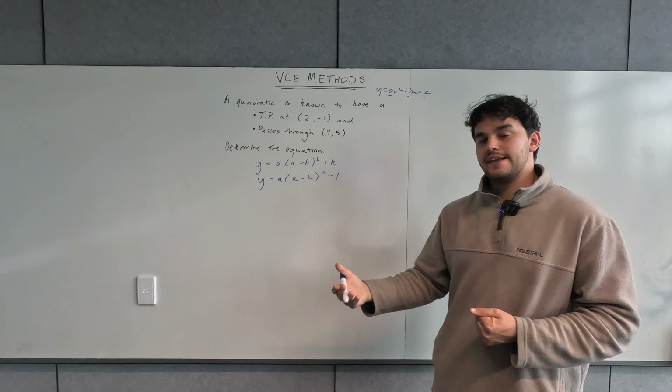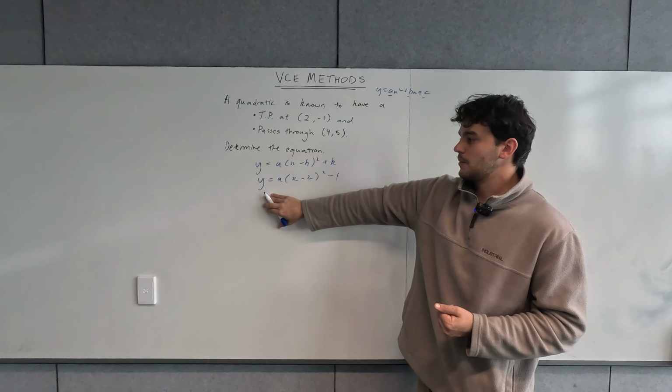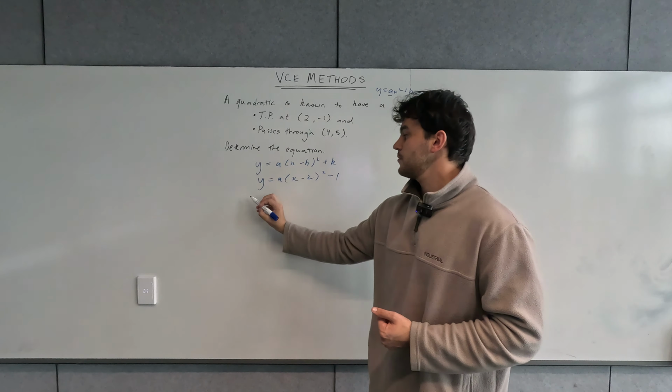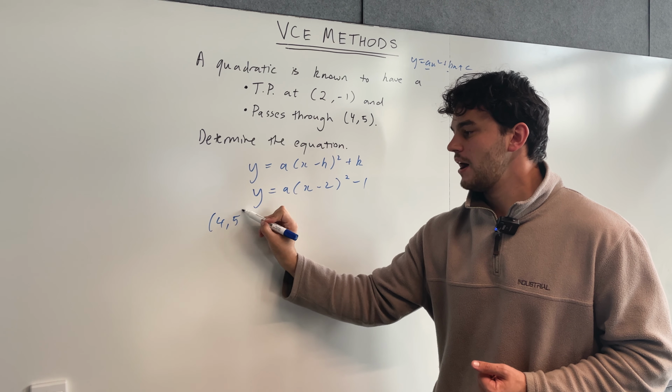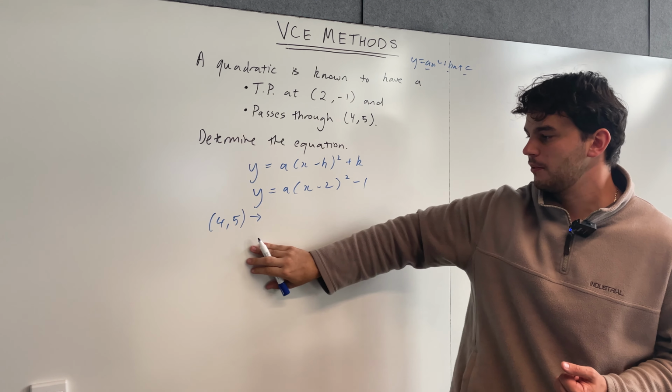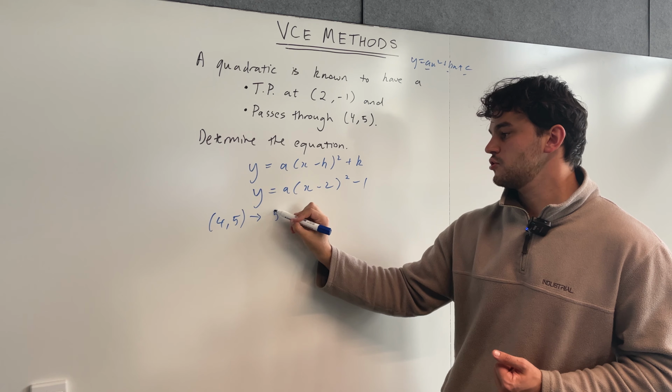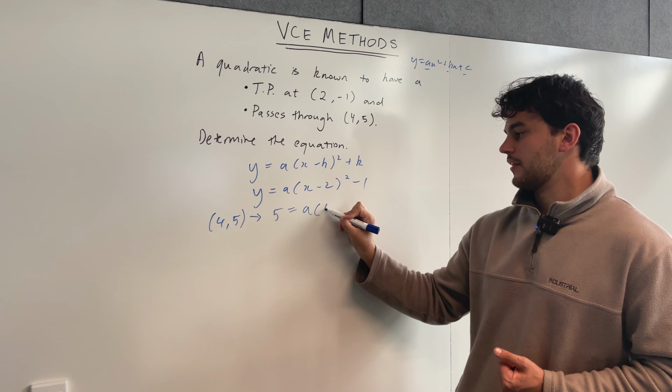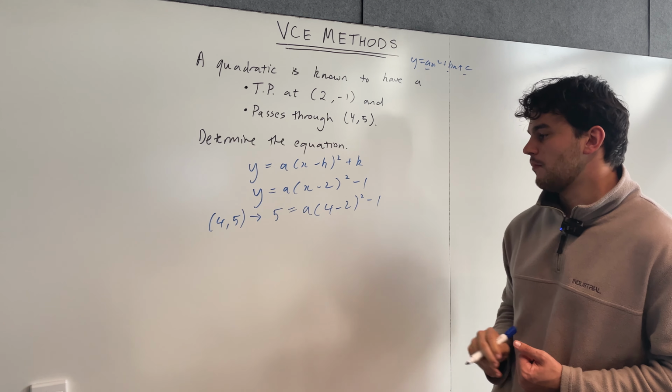Now, what you can see here is that we just have one unknown and we're given one extra point, which we can think of as our anchor point. So what we do is we substitute in that point, and that'll give us the a value. So substitute in (4, 5), with an arrow to indicate substitution: 5 is equal to a outside of (4 minus 2) squared minus 1.